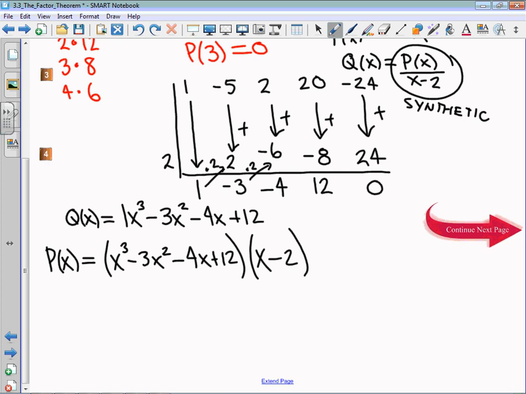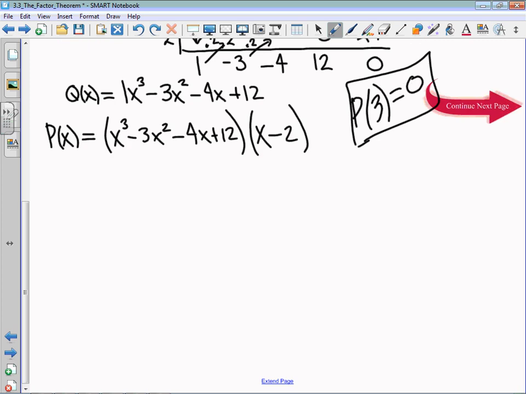And I want to re-emphasize that I know, I'm going to use a different one here, that p of 3 was equal to 0. We determined that from the calculator. Well, that means that that cubic, x cubed minus 3x squared minus 4x plus 12, is divisible by x minus 3. So I'm going to do that.